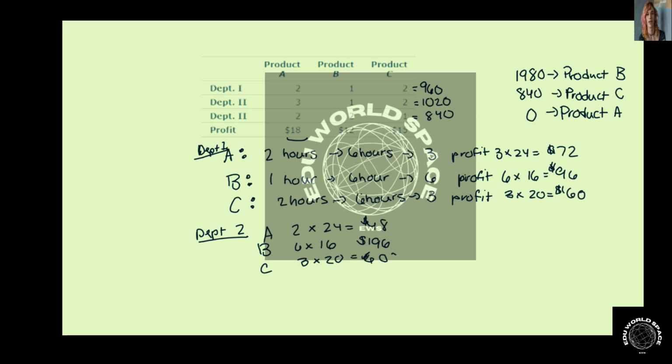Then we have department 3. And for A, it takes 2 hours. So 3 times 24, that's 72. And then B is 2 hours. So the department makes 3 units. So 3 times 16 is 48.